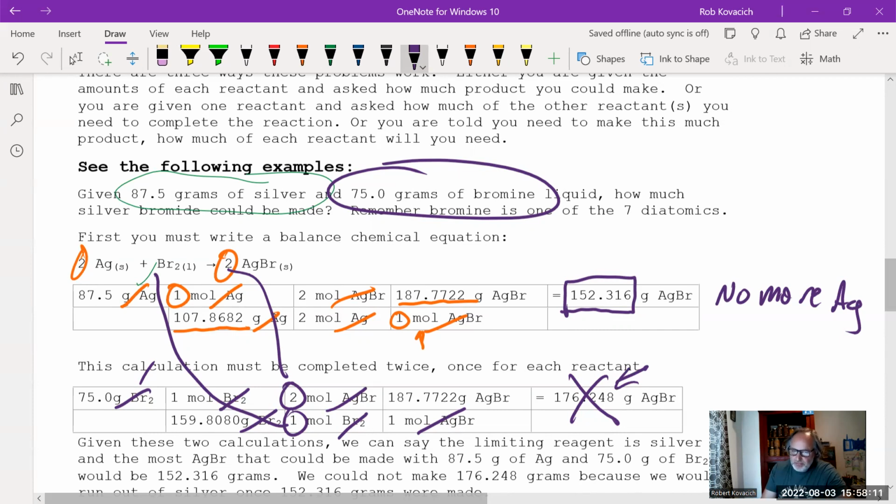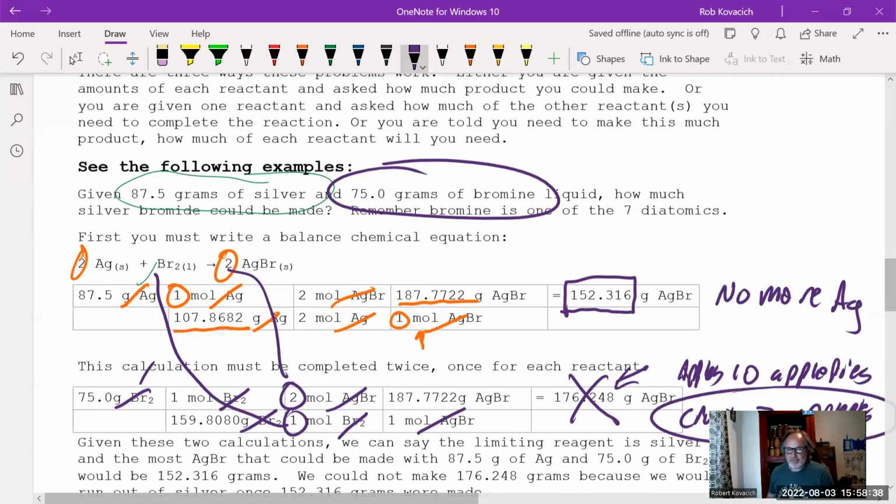If you had enough apples to make 10 apple pies, and you had 7 crusts, you can only make 7 apple pies. Even though you've got lots of leftover apples, I can't make apple pie anymore because I have run out of crust. And so that's the situation here. I can't make 176 grams of silver bromide because once I've hit 152, I don't have any more silver and the reaction is over. That's a limiting reagent problem.